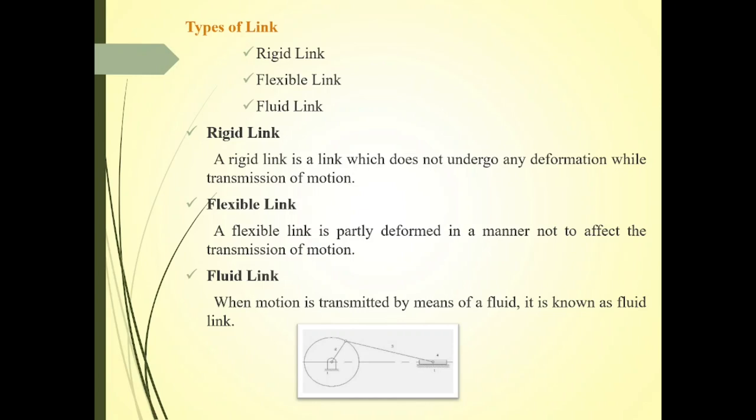A rigid link is a link which does not undergo any deformation while transmitting motion. It is fixed and rigid, with no deformation during the motion. A flexible link is partially deformed in a manner not to affect the transmission of motion. Example: a belt is a flexible link. Next is the fluid link. When motion is transmitted by means of fluid, it is known as a fluid link. Examples: hydraulic jack, hydraulic brake. These are fluid links.